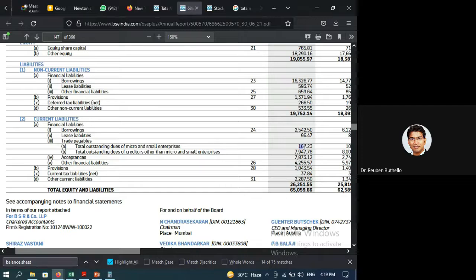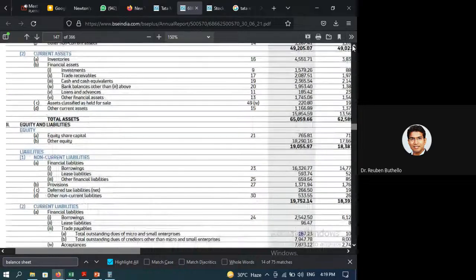So at any given point of time, they have to collect how much money? We looked at the asset side. Trade receivables was how much?